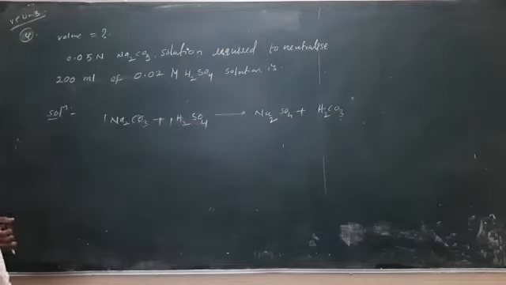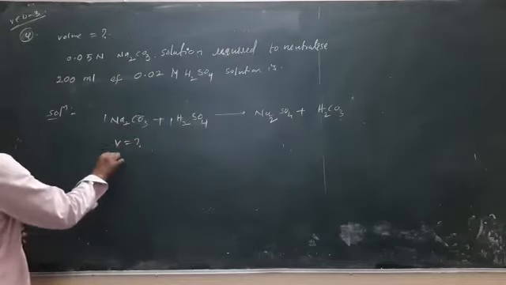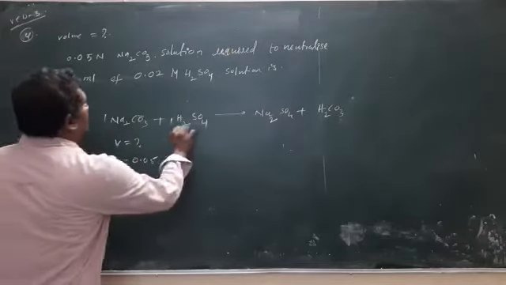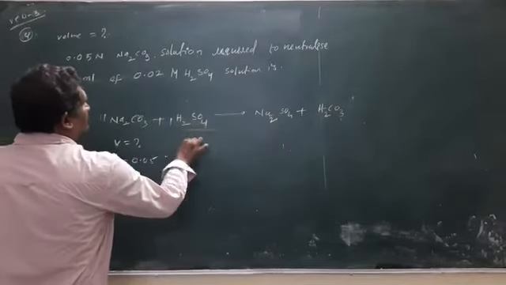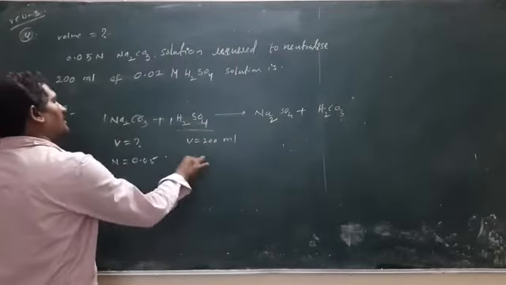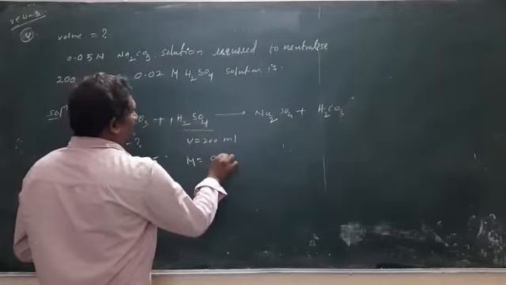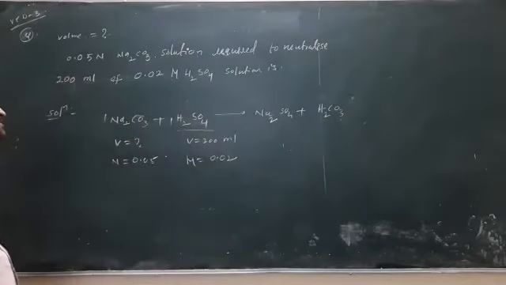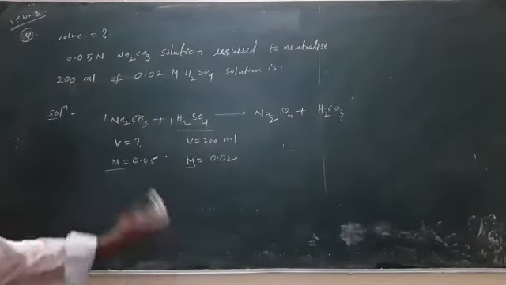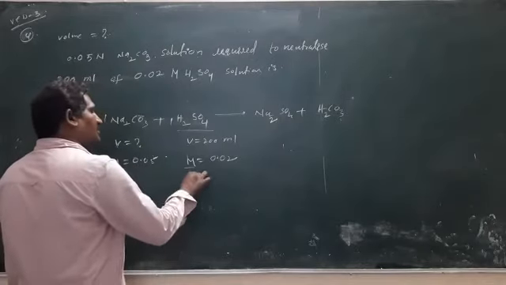Now here we have to find out the volume of this, and the normality 0.05 they have given, and for this they have given volume equal to 200 ml, and the molarity they have given here, molarity equal to 0.02. But one term is in normality and one is in molarity, so we have to convert it into normality.